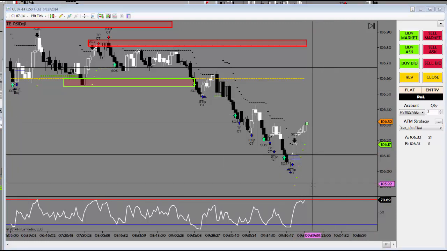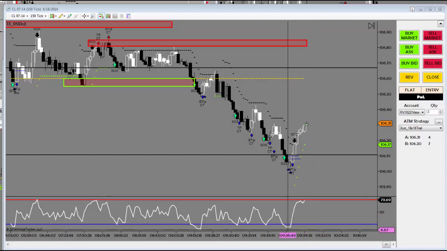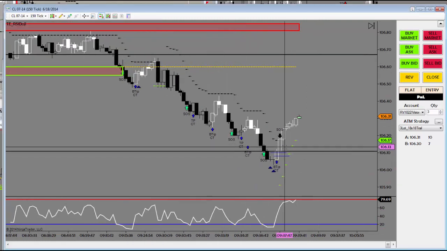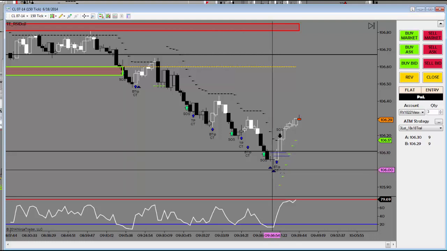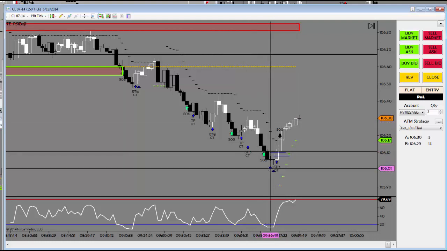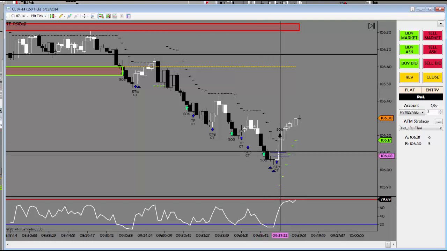Look at that. Beautiful buy. And by the way, there's that RSI extreme strategy I told you about. So when our initial criteria are met, it starts to alert me. And then the long entry would have occurred right there at 106.11.